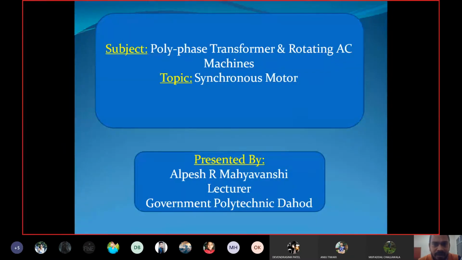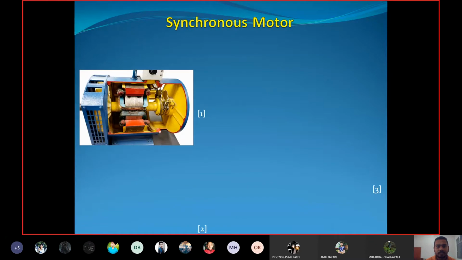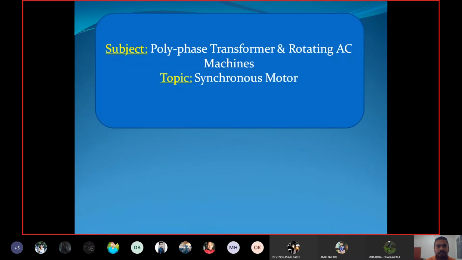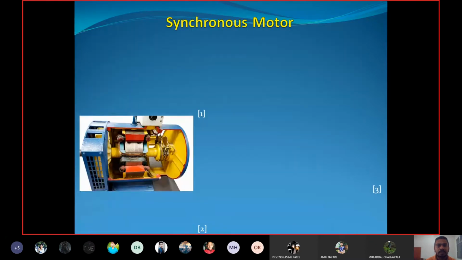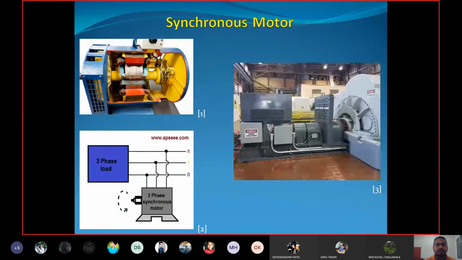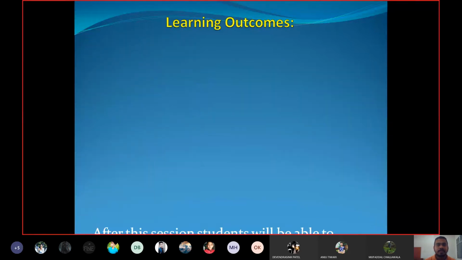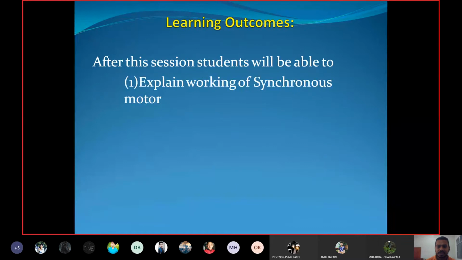Okay, today we will discuss the topic synchronous motor. Today's learning outcome: after this session, you will be able to explain the working of the synchronous motor.